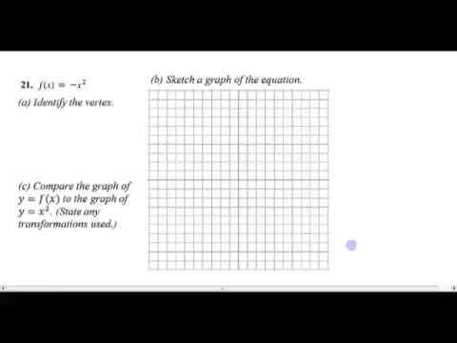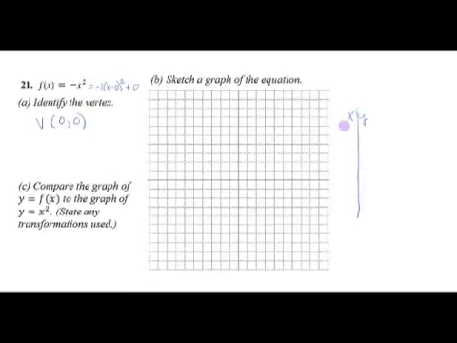Let's look at this function. We have a negative x squared, so if we want to rewrite this, it's a negative 1 times (x minus 0) quantity squared plus 0. So the vertex, of course, is (0, 0) this time. Let's sketch the graph of the equation. We have (0, 0) in the middle, and we'll go 2 on either side.